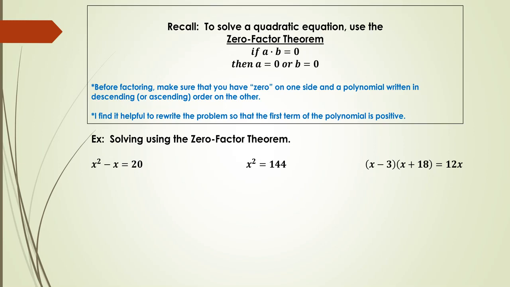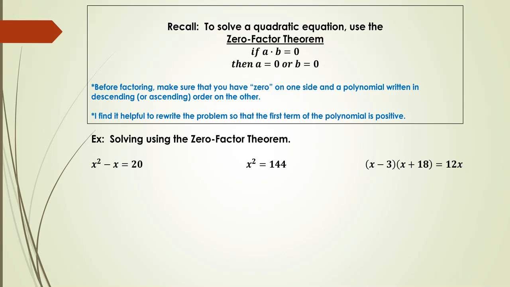Couple of comments here. Before factoring, make sure you have zero on one side and a polynomial written in descending or ascending order on the other. And then I find it helpful to rewrite problems so that the first term of the polynomial is positive. And I'll talk about that as I encounter it on the examples.